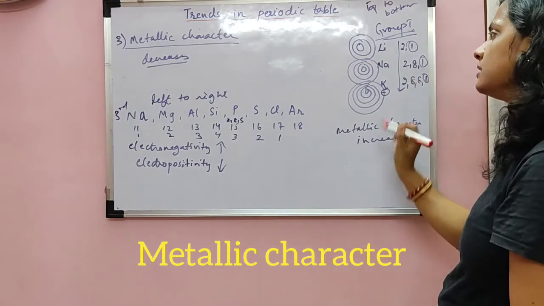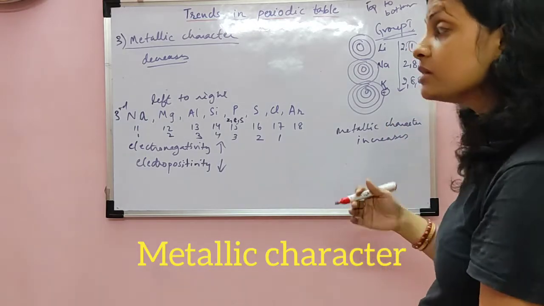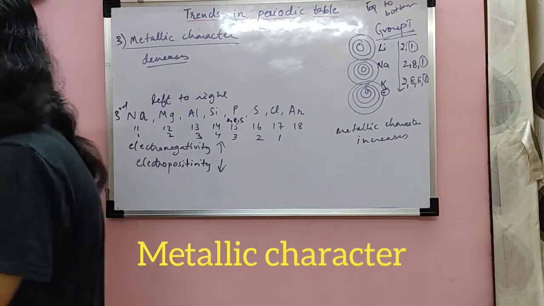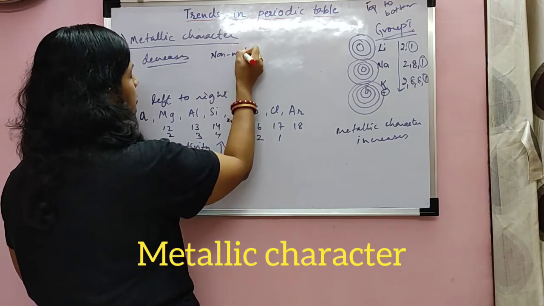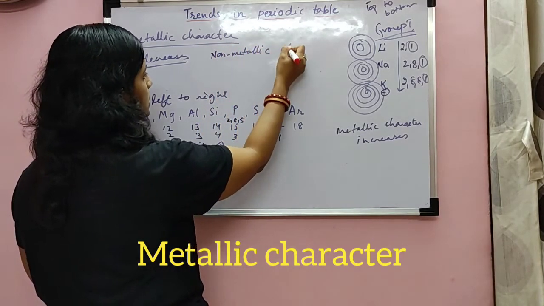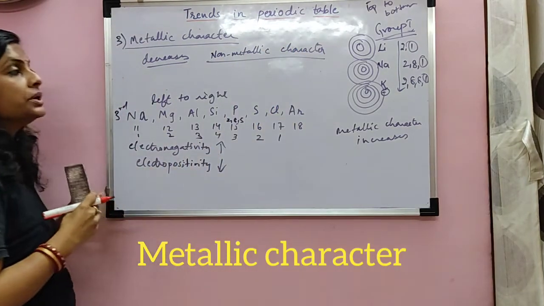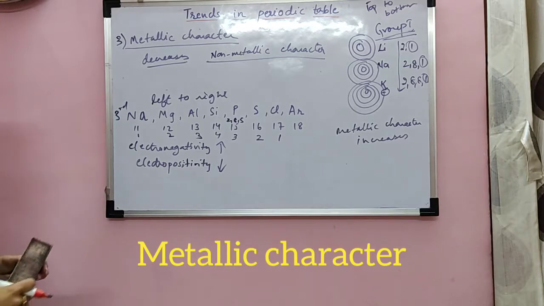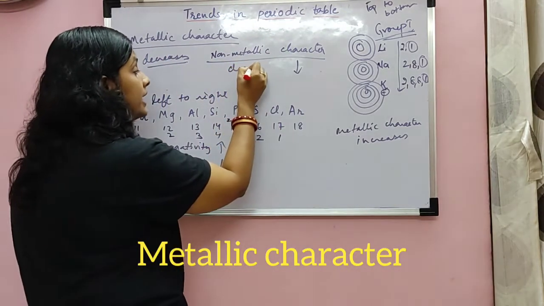But here I have taken an example of metals. But what happens in case of non-metals? Suppose it's an example of non-metals. So non-metals will not have metallic character. So what we say? Non-metals have non-metallic character. Okay. So in non-metals, the non-metallic character decreases. Okay, it decreases. Why does it decrease?